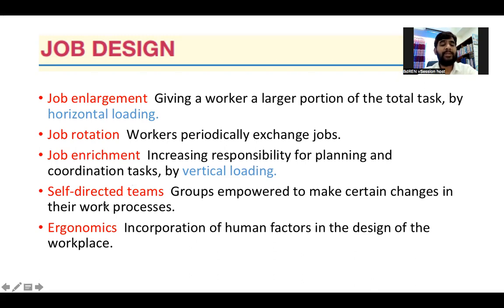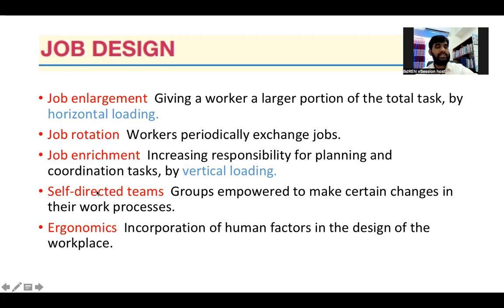That means in today's world, employees are empowered to make their own decisions, even to shut the production line, even to open on the holidays, for the betterment of the organizational performance. And the teams being empowered in today's world are known as the self-directed team.